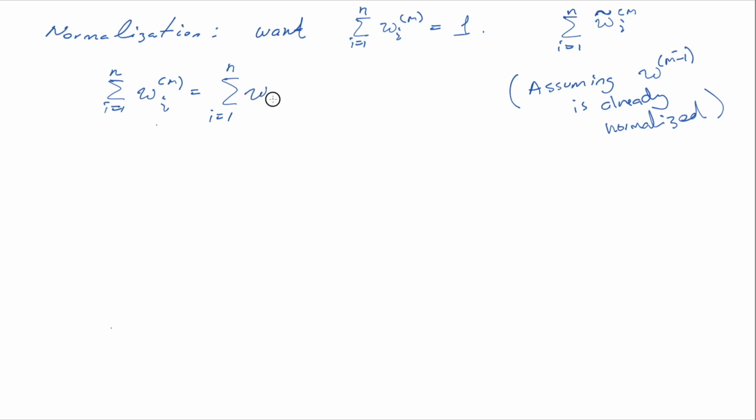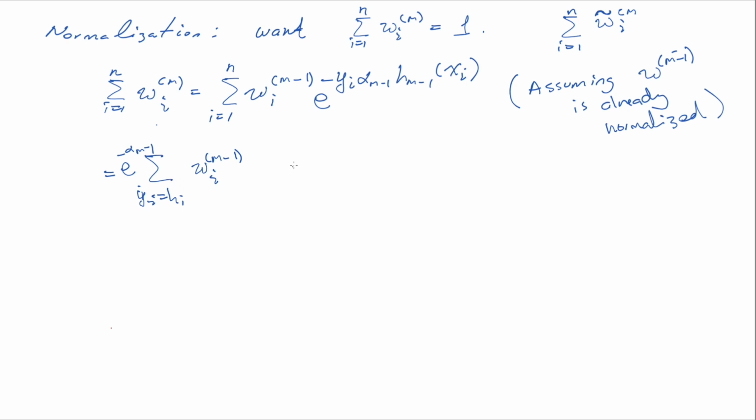And I can write here w_i^(m-1) e to the power of negative y_i alpha_(m-1) h_(m-1)(x_i). Okay, I'm going to do the same trick where I break this up into two summations. One where y_i equals h_i, in which case I'll get e to the power of negative alpha_(m-1), and I'm just going to take it outside because it doesn't have an i in it, and this is the same trick as previously. And then here we'll get e to the power of alpha_(m-1) times the sum where y_i is not equal to h_i of w_i^(m-1).